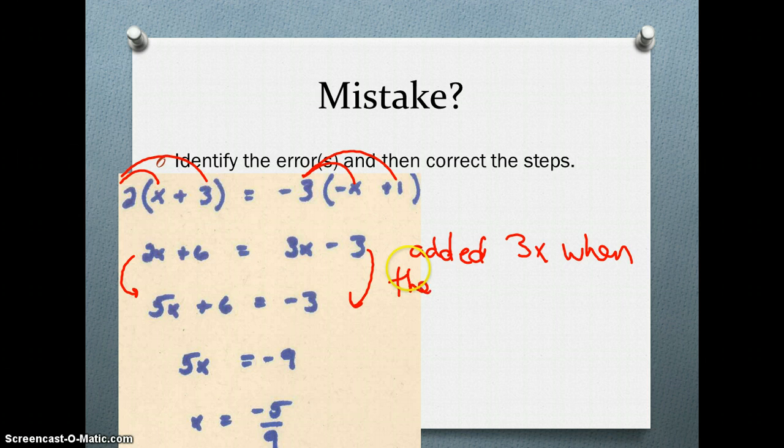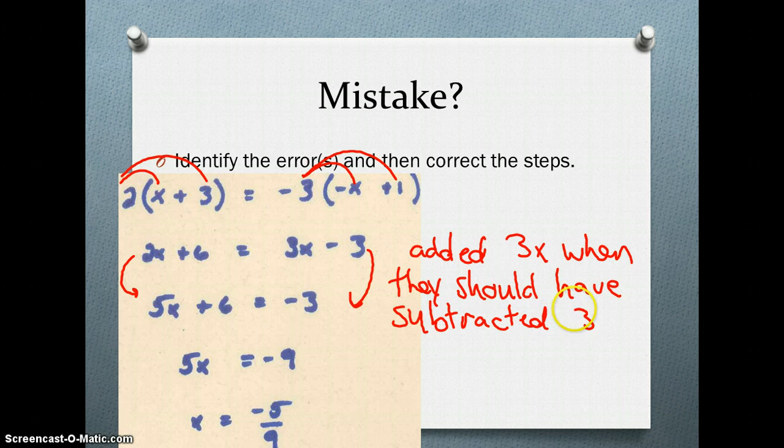When they should have subtracted 3x. Because we need to cancel the 3x, so we need to take it away. We should have subtracted 3x, and that would make this negative x. And that makes everything wrong from that point going forward.